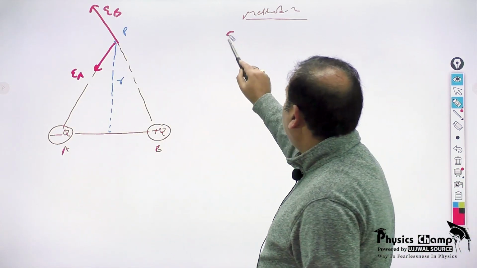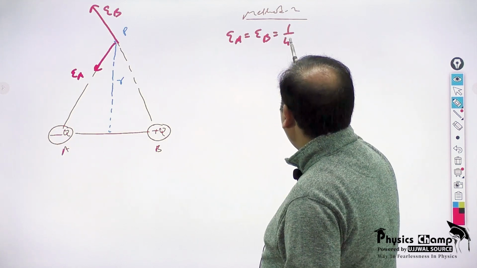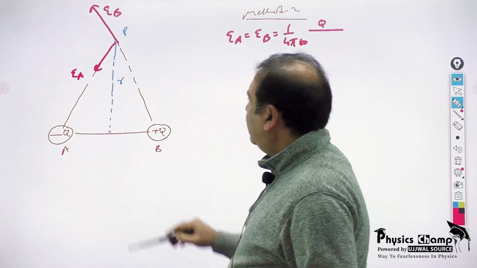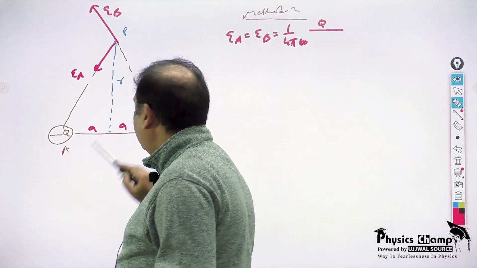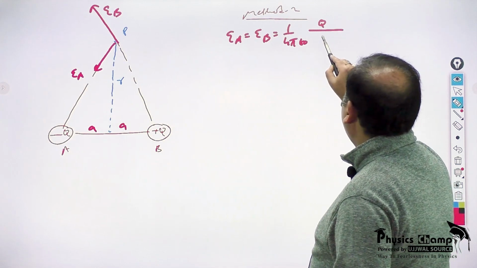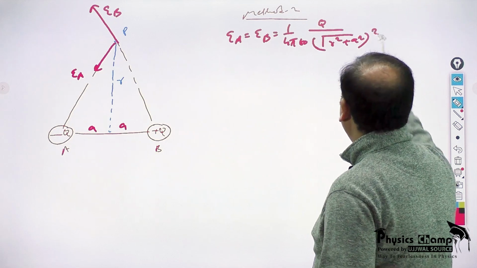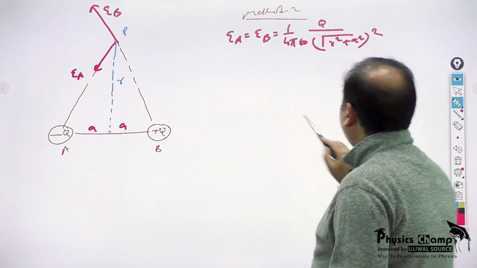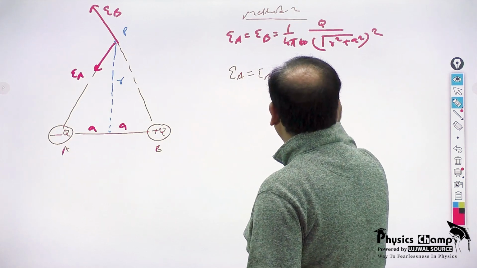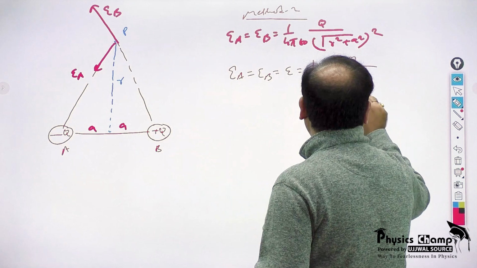Both EA and EB will have the same magnitude, 1 by 4 pi epsilon naught Q by, this is r, this is a, this is root r square plus a square, so it will be Q by root r square plus a square whole square. So both electric fields will have the same value, EA, EB or E, which is 1 by 4 pi epsilon naught Q by r square plus a square.